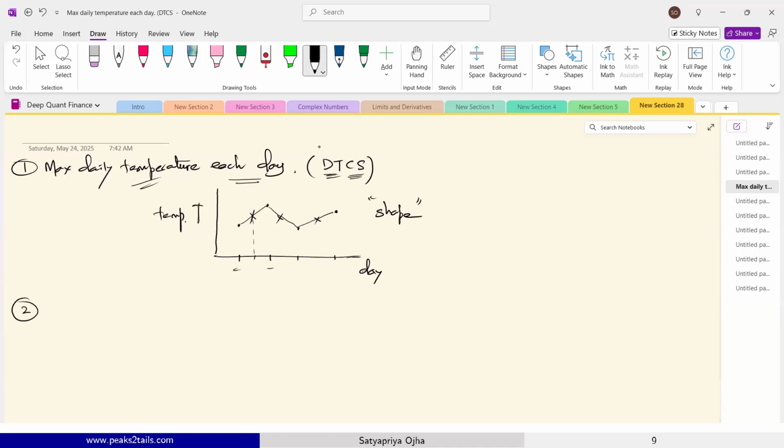Second, did it rain or not? Rain or not every day? Please tell me the time and space. Discrete time, discrete space. Okay, what is the space actually? What is the state space here?